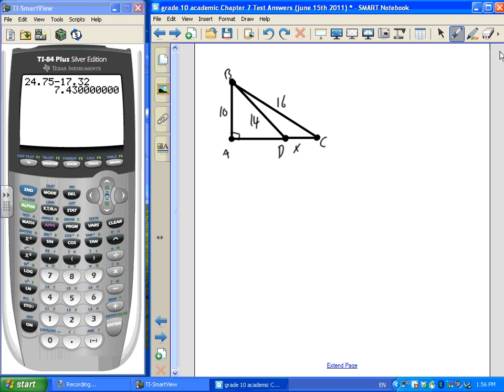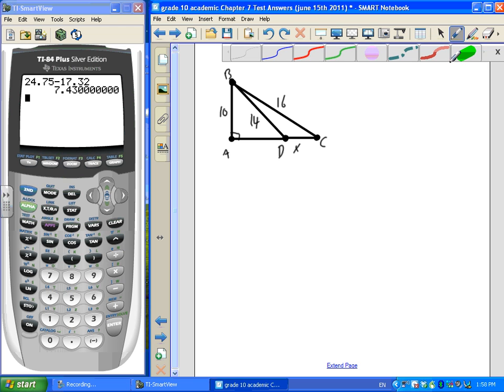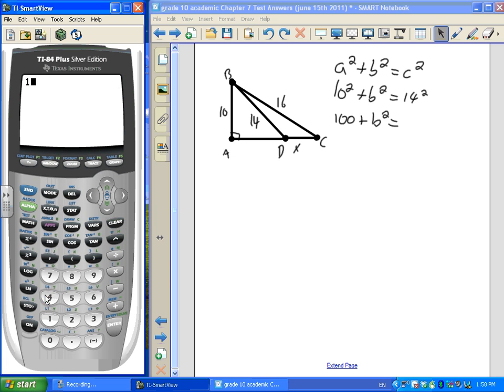Okay, question 10 gives us two triangles. They're both right-angle triangles, and it wants us to solve for the distance from point D to point C. We're going to be using the Pythagorean theorem to solve for the distance of A to D and A to C. So our first triangle, we'll call it A 10, and we're going to call C 14 squared. 10 squared is 100 plus B squared is equal to 196.